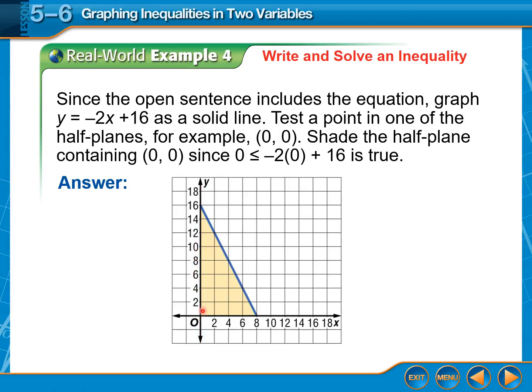Remember, that was my Y value. So he's not going to edit a negative number of articles either. So we're only going to include positive values in our solution to our inequality. That's why we don't shade anything beyond the negative values either. We're only shading positive values.